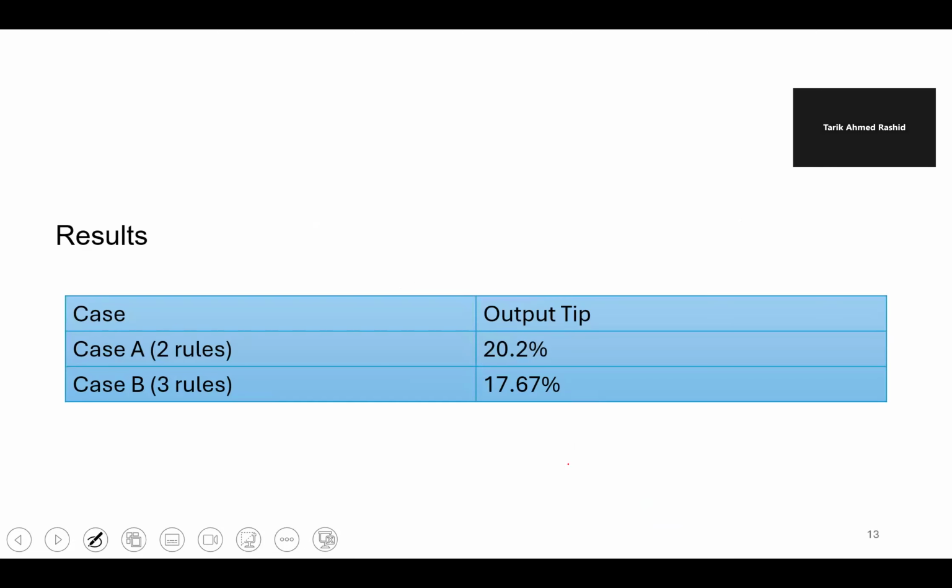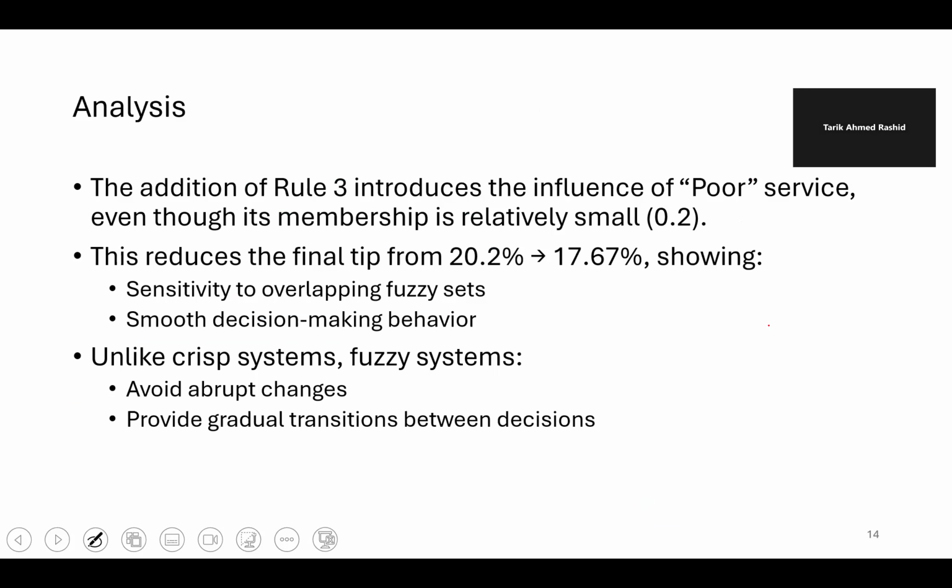Now, in the cases, you can see the differences. In the first case, we got this one. In the second case, with three rules, we got this one. What we can conclude is that the addition of Rule 3 introduces the influence of poor service, even though its membership is relatively small, 0.2. But again, it reduces the final tip from 20.2 to 17.67 because that poor service made the tip get less.